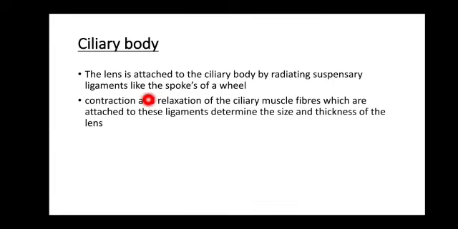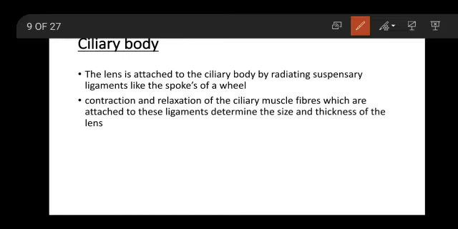This is the ciliary body. The lens is attached to the ciliary body by radiating suspensory ligaments, like the spokes of a wheel. Now, contraction and relaxation of the ciliary muscle depend on the suspensory ligament. So this is the lens, this is the suspensory ligament, this is the ciliary body, and there is the iris. So the contraction and relaxation of the lens depend on what? It depends on the suspensory ligament.